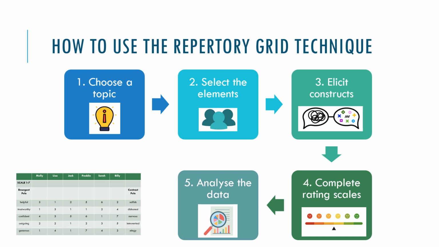The next stage of using a repertory grid involves eliciting constructs. This is typically completed using the triadic elicitation method, which will be explained in a few moments. Once the constructs are elicited, a matrix is created with elements in columns and constructs in rows. In a repertory grid, each construct is treated as a scale, and each element is rated based on a scale which typically ranges from 1 to 7. Finally, once the grid is completed and all the elements have been rated, the data can be analysed.